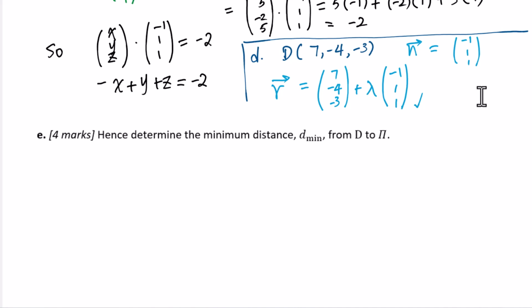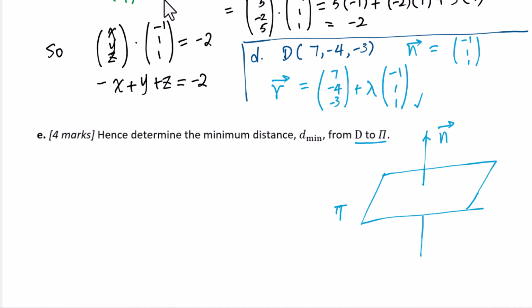Hence, determine the minimum distance d minimum from D to pi. Let's draw this plane pi. This is a normal vector. Suppose this is D.